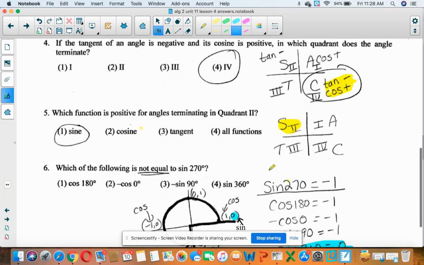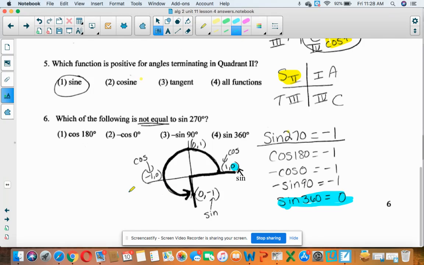Question 5, which function is positive for angles terminating in quadrant 2? In quadrant 2, sine is positive. All Students Take Calc. All of them are positive in quadrant 1. Sine is positive in quadrant 2. Tangent is positive in quadrant 3. And cosine is positive in quadrant 4.